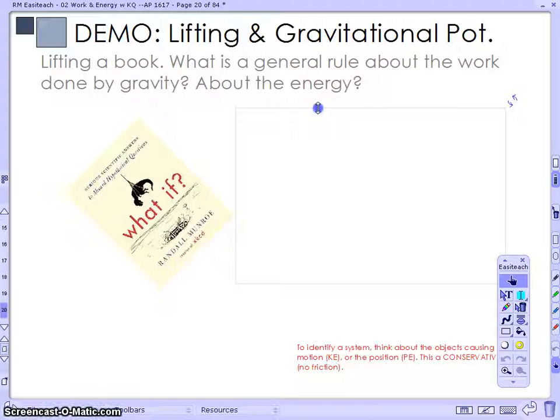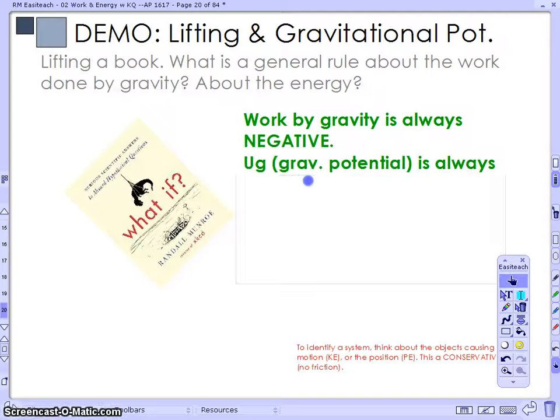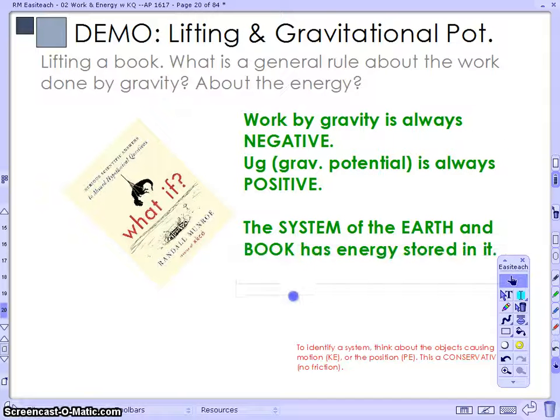Conversely, or if that's the right logical term, gravity is always opposite the direction. Gravity's down. So work by gravity is always going to be negative if you're lifting something.